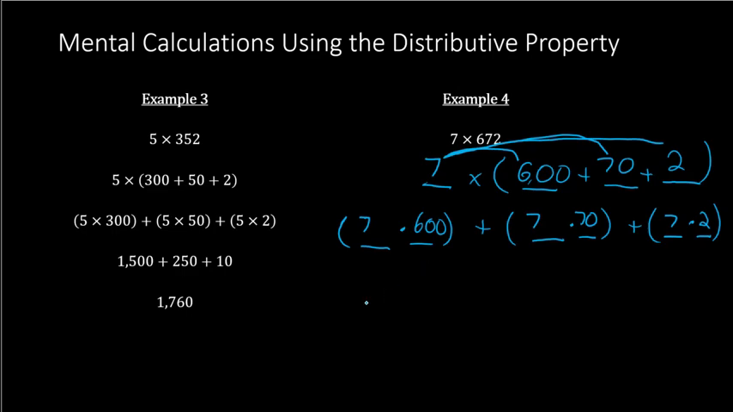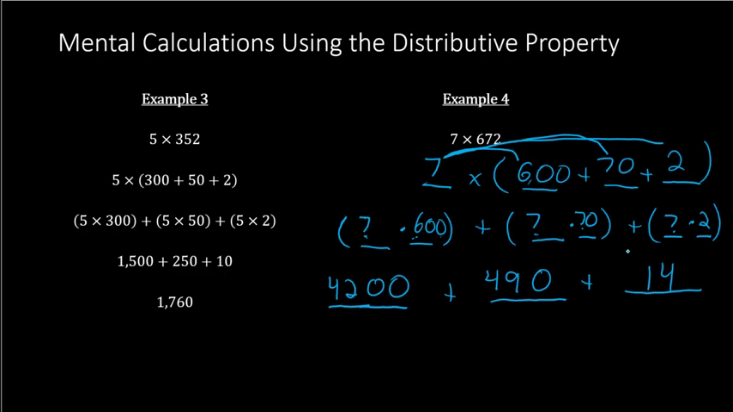Now from here, see if you can get these blanks. So what should go in these 3 blanks? Well, if you do it correctly, 7 times 600, we would do 7 times 6, which is 42, then put 2 zeros at the end to be 4200. 7 times 70, we would do 7 times 7, which is 49, and then put a 0 at the end. That's 490. And then here, the last blank, we have 7 times 2, which is 14. All right, so this should be your next line.